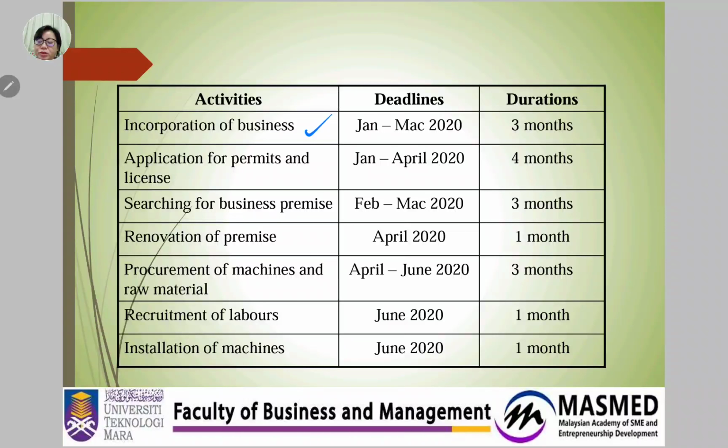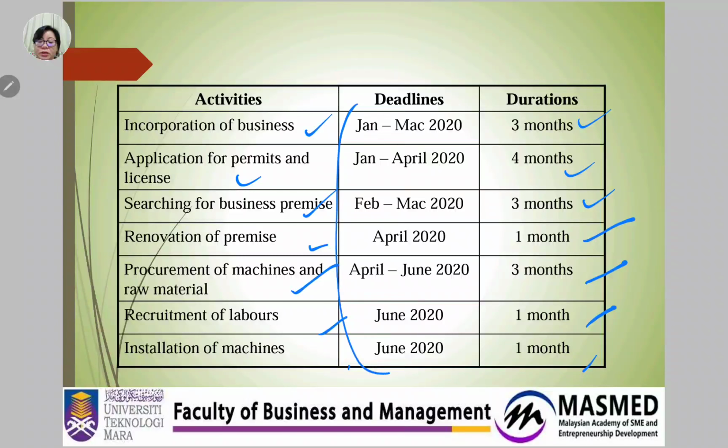For example, to incorporate your business, it may take about 3 months. To apply for permits and licenses, you will have to allocate about 4 months. Search for business premise may take about 3 months. Renovation may take about 1 month. Procurement of machines, 3 months. Recruitment of laborers, 1 month. To install machines, 1 month. Launching of the business, okay, it goes until the point that you open your business to your customers.